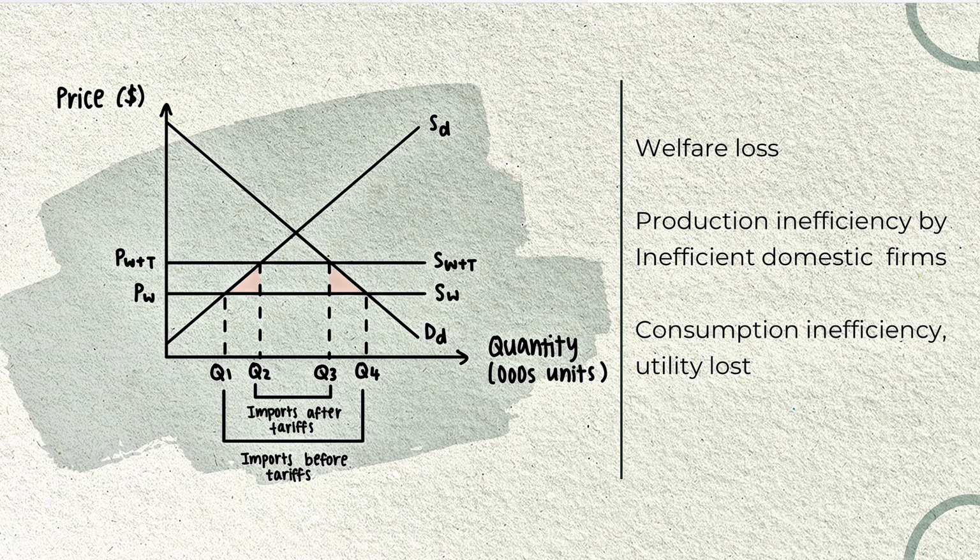And in the case of consumption, the increase in price from PW to PW plus T causes a contraction in quantity demanded from Q4 to Q3. These consumers valued the good more than the world price of PW, but less than the tariff price of PW plus T. So they are forced out of the market, resulting in the loss of utility that is not captured by anyone else. I hope that helped.